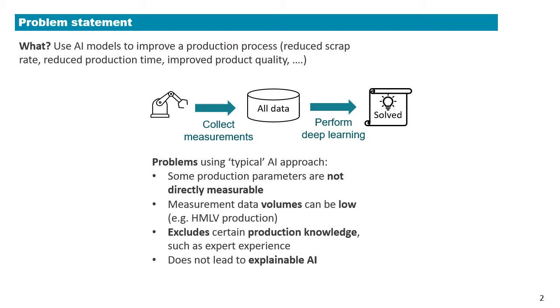Typically, one would collect a whole lot of measurement data and then perform a learning step to create this AI model. However, in a production context, there are a number of problems associated with this typical AI approach. For one, some of the production parameters that are relevant for the AI model might not be directly measurable or might be too expensive to measure. Next, the measurement data volumes might be too low, which is, for example, often the case in a high-mix, low-volume production context.